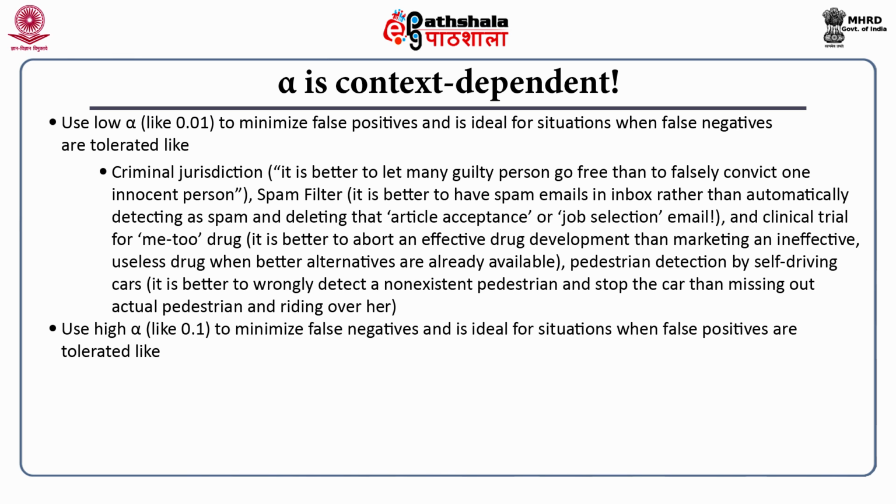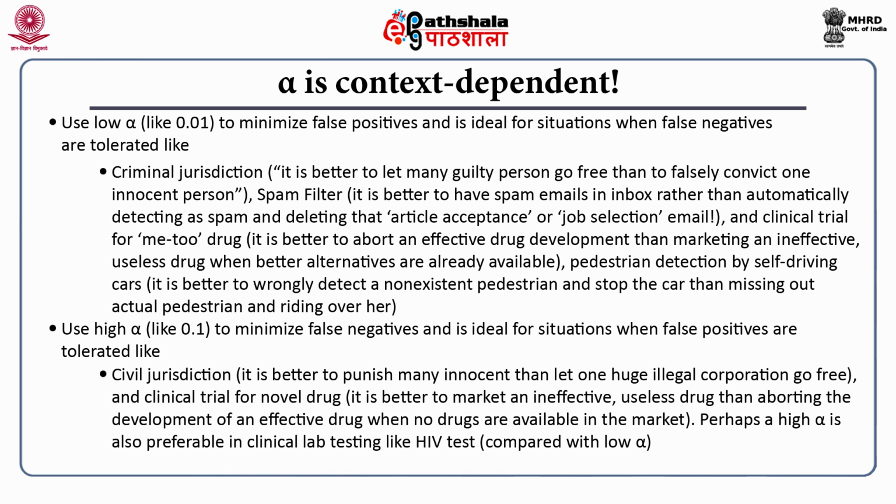Use high alpha like 0.1 to minimize the false negatives, ideal for situations when false positives are tolerated. For example, civil jurisdiction: it's better to punish many innocent than let one huge illegal corporation go free. Clinical trial for novel drug: it's better to market an ineffective, useless drug than abort the development of an effective drug when no drugs are already available in the market. So that is the context of this significance level.